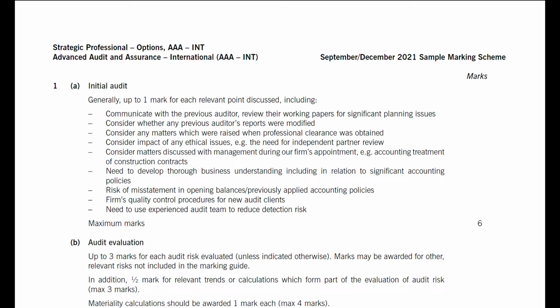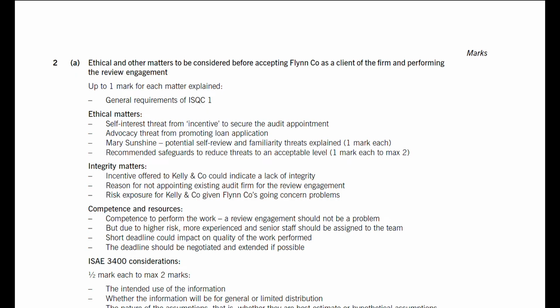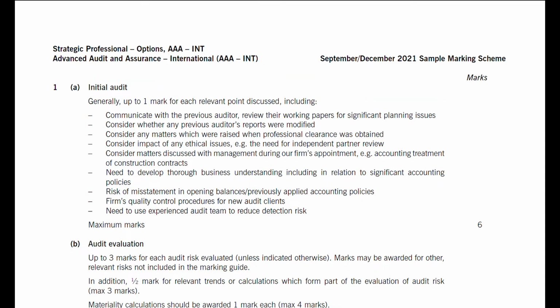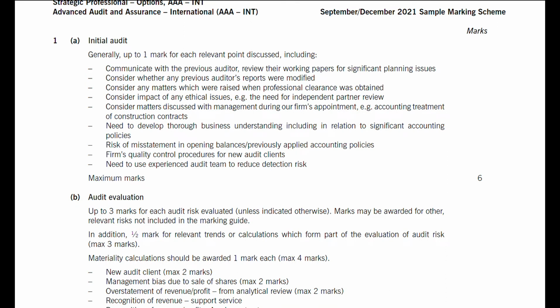This is the revision of advanced audit and assurance. We will look at the marking scheme for September-December 2021. We have 3 questions. First, we look at question 1, Part A, Initial Audit.